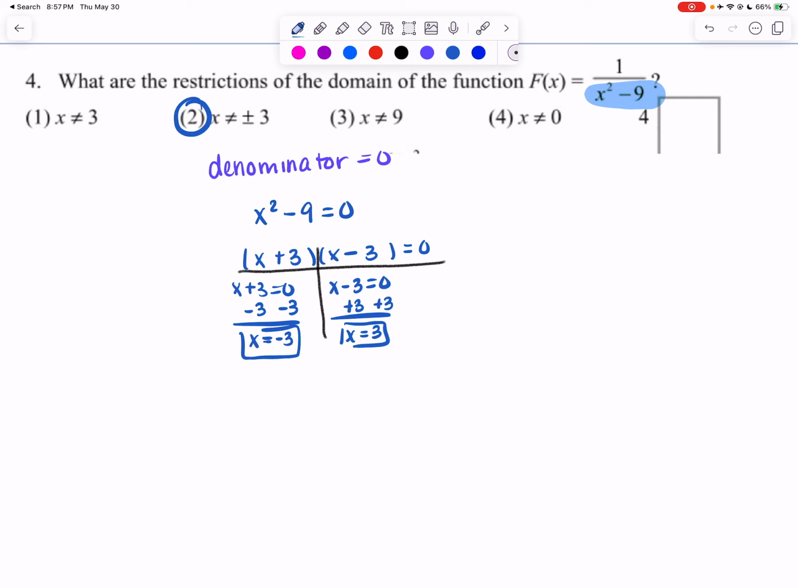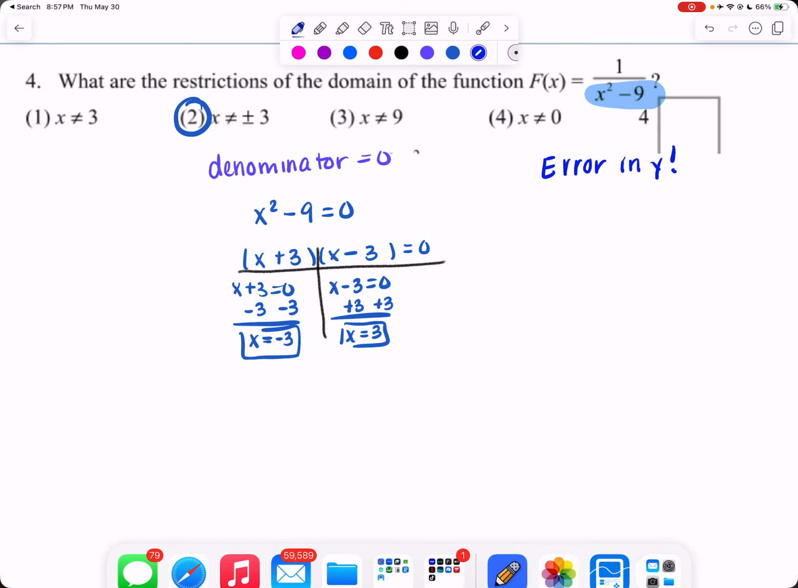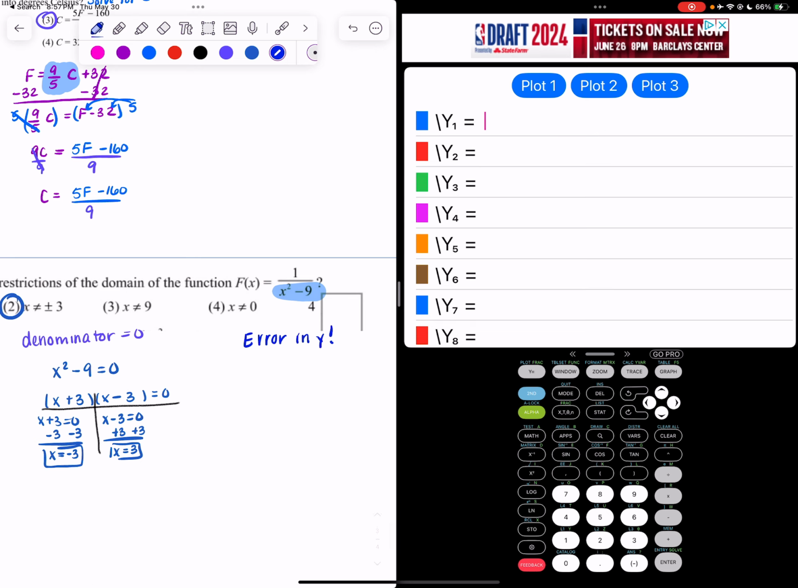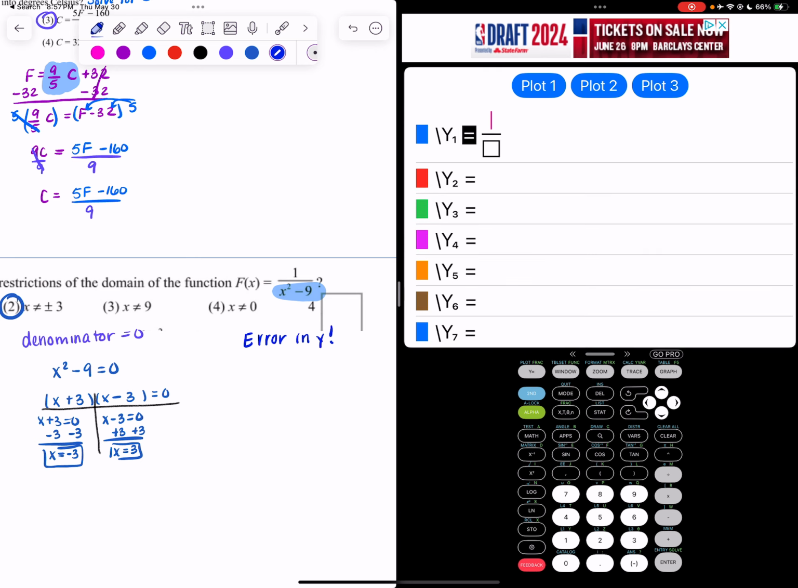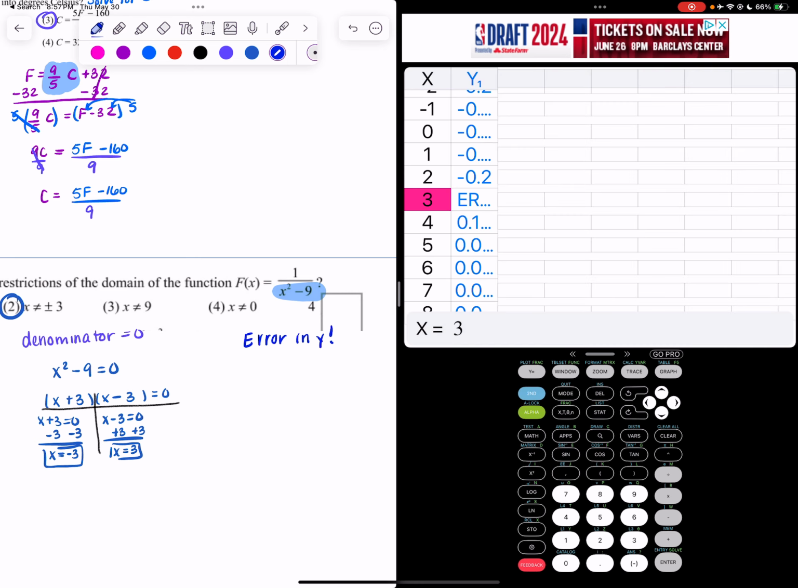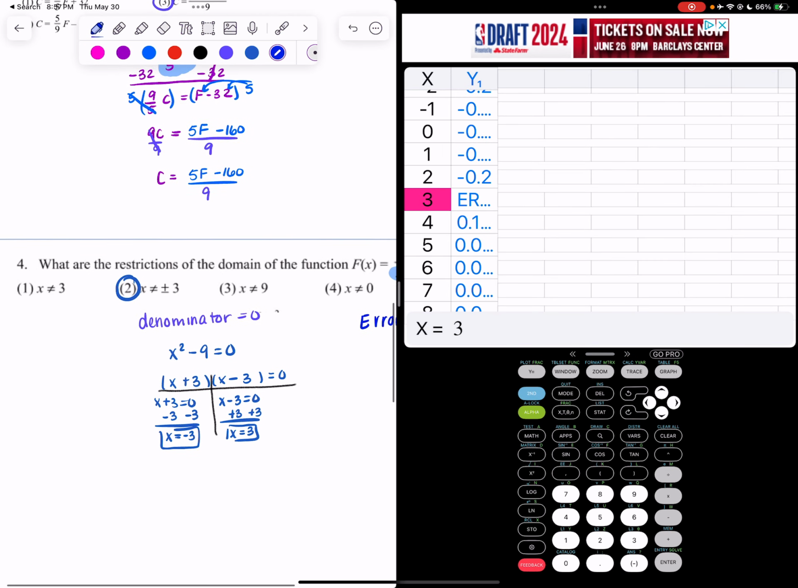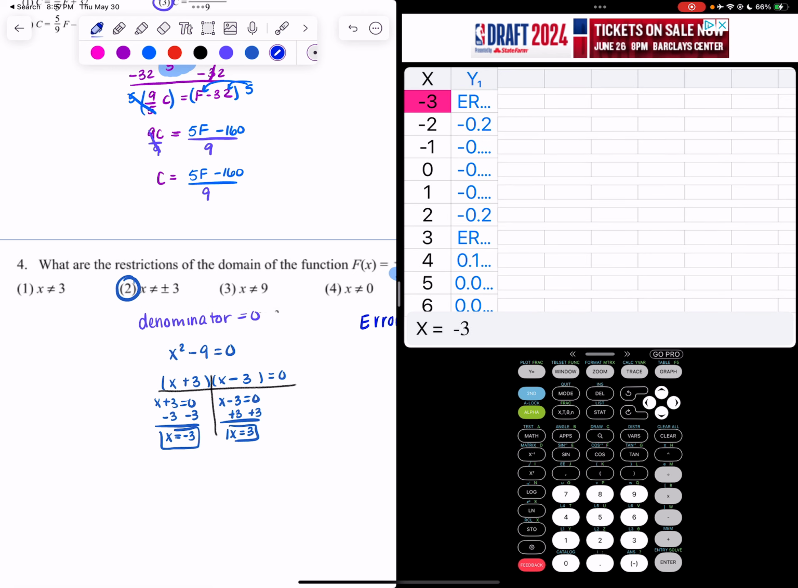The domain restriction is going to be when you see an error in y. So if I go to my calculator and type that into y1, and again, you do not have to simplify it. We can just type it as is. So I have 1 over x squared minus 9. And if I hit second graph, I'll see that at 3, I get an error, and then also at negative 3, I get an error.